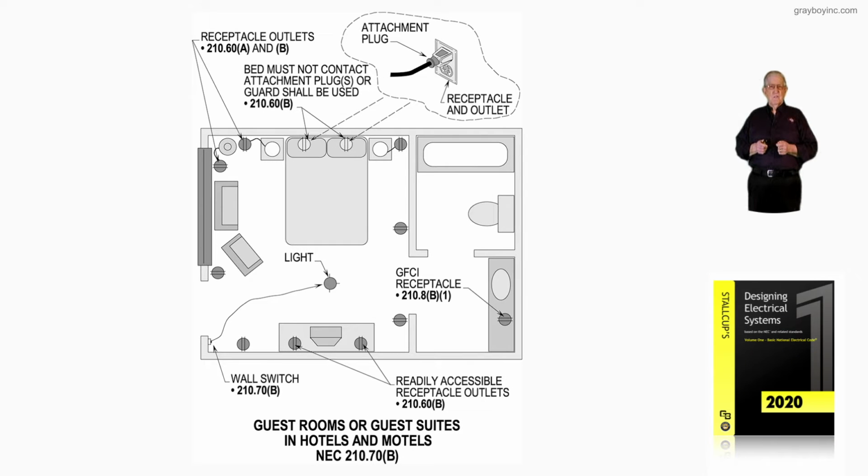Now, this illustration deals with guest rooms or guest suites in hotels and motels in accordance with 210.70(B). Now, say that you had some receptacles that were located behind the bed in such a manner that you could lay it out, plug connect table lamps to, maybe even have accordion plug connection to table lamps with additional receptacles in the table lamps for plugging in computers, phones, and things of that nature.